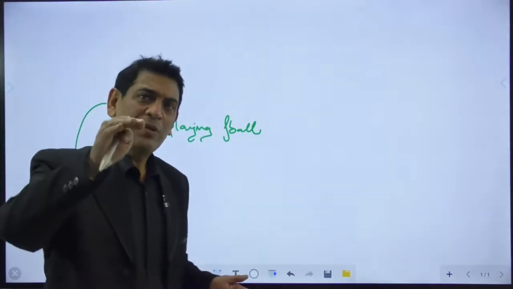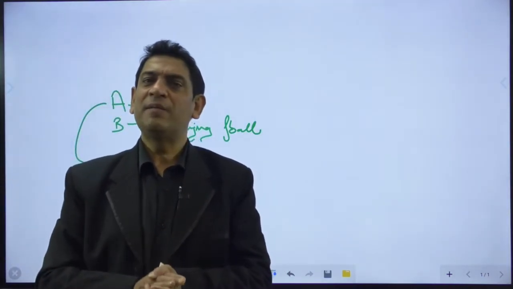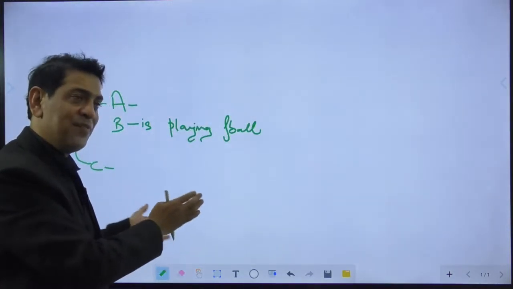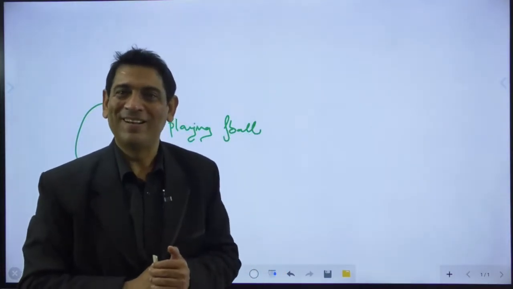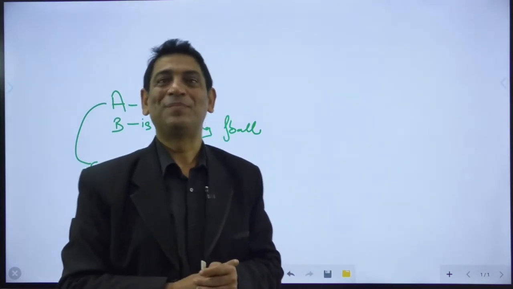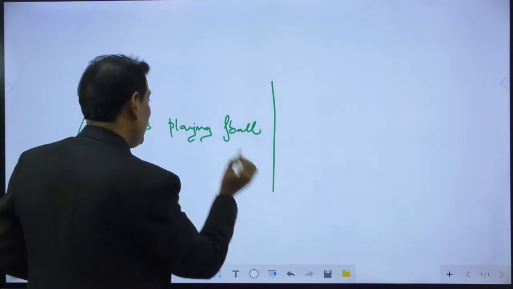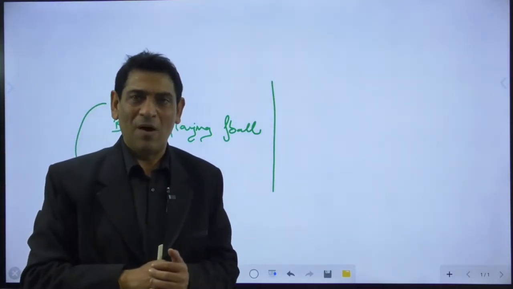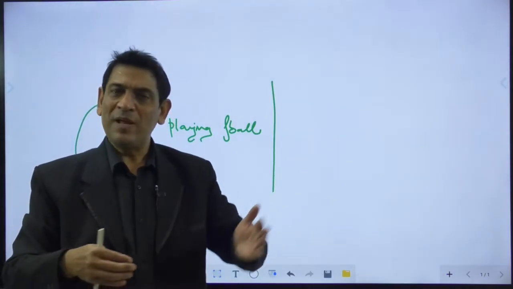A and C both are at the live location, means A is sitting in the playground, B is playing football and C is sitting with him. And he says, oh man, see, B is playing football. So this is a life situation. Now try to understand. Here A and C both are sitting at the stadium and B is playing football. So it gives an impression, and A says to C, B is playing football.